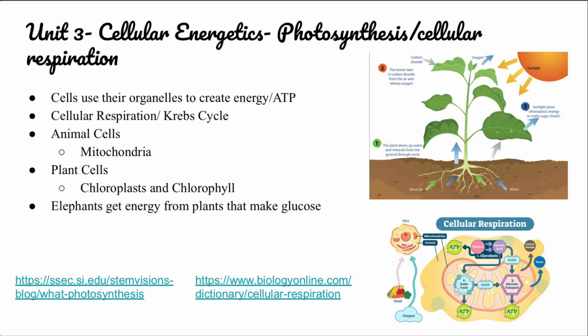Cells use their organelles to produce energy in the form of ATP through cellular respiration, also known as the Krebs cycle. In animal cells, mitochondria break down glucose to release energy, while plant cells use chloroplasts and chlorophyll to capture sunlight and make glucose through photosynthesis. Elephants depend on plants for energy because the plants produce the glucose that their cells use to create ATP and power their bodies.